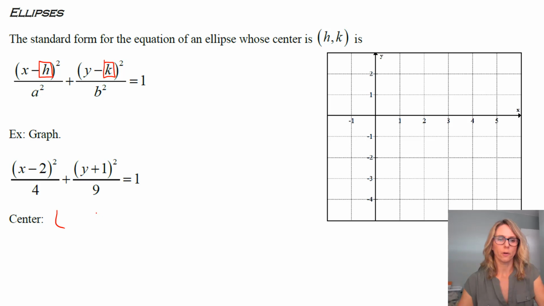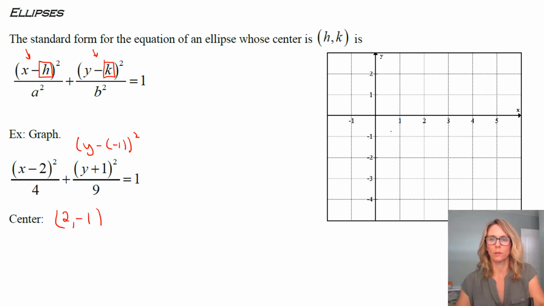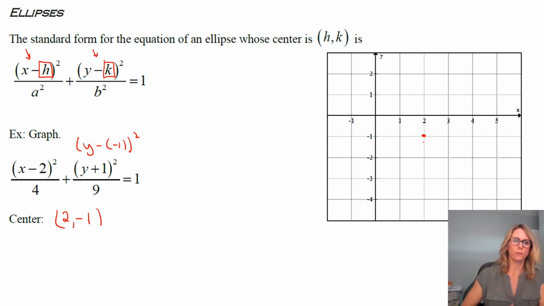So you should see for this example, what is the center? Notice that we do have the subtraction signs. You don't want to forget that those exist, so that if you want to, you can see this is y minus -1 squared. So that gives us 2, -1 for the center of our ellipse. That is not actually on the ellipse. Do you remember that? It's not on the ellipse, but it is the center.